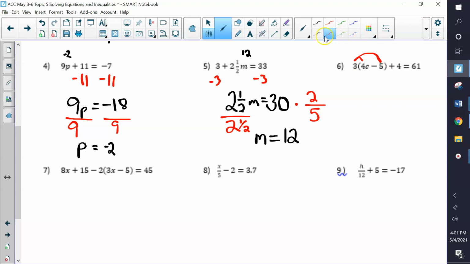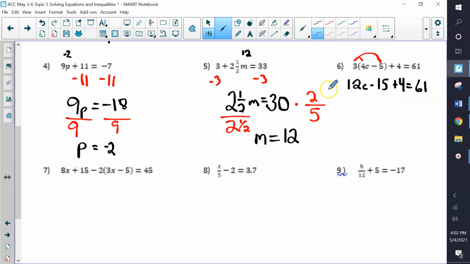So let's do this first. That's our first step in the distributive property. Notice that I continued to copy every single thing down. I did one thing here. I wrote 12c minus 15, but I copied down the rest of it because I need to see the whole thing, not do it all in my head, and then sometimes we make mistakes doing that.